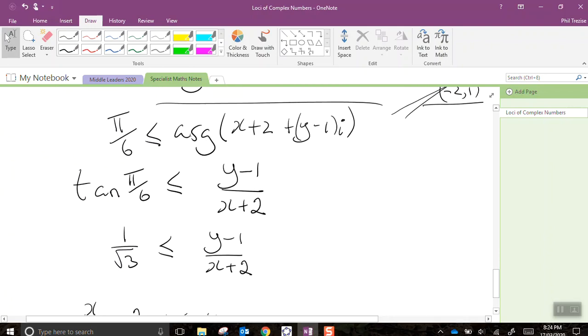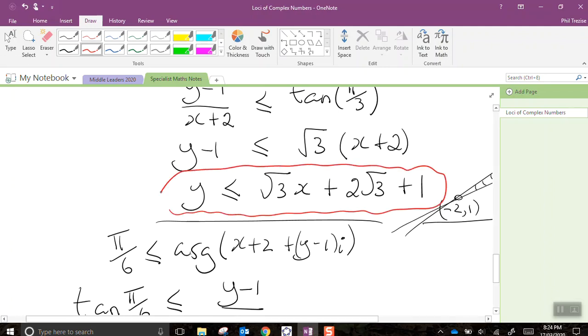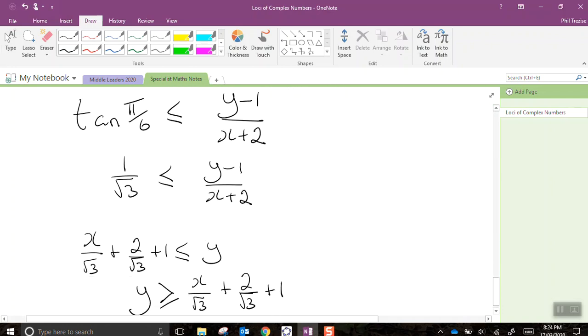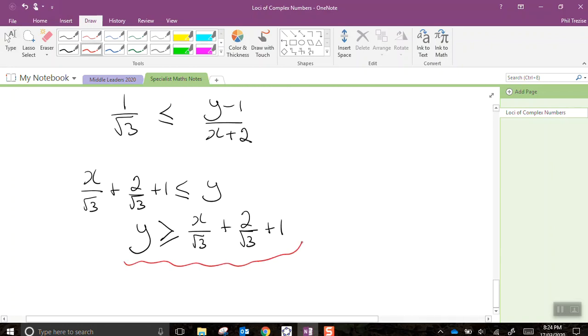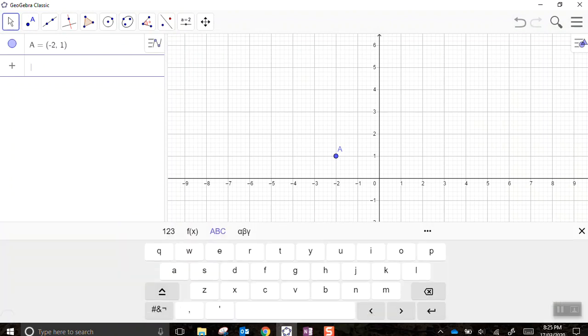Now, I should be able to write this equation into GeoGebra and this equation into GeoGebra that represents the two different parts of my inequality that I was dealing with there. So let's go and try that. I've already marked in our point here, negative 2, 1, and so let's get the keyboard going and we'll see how we go with this first one.